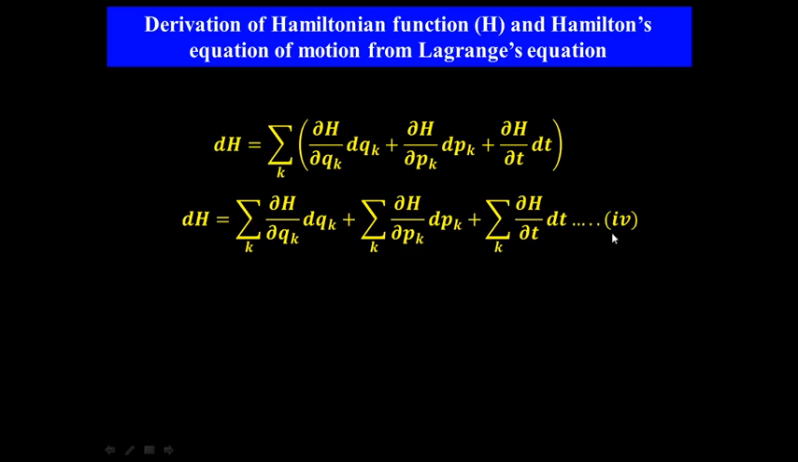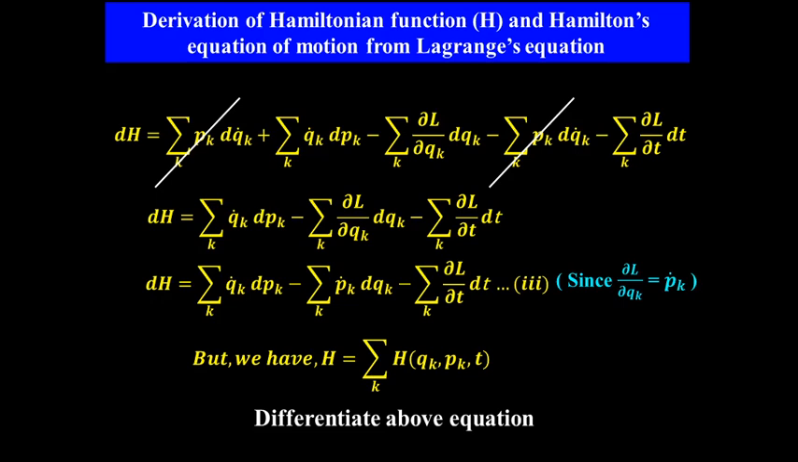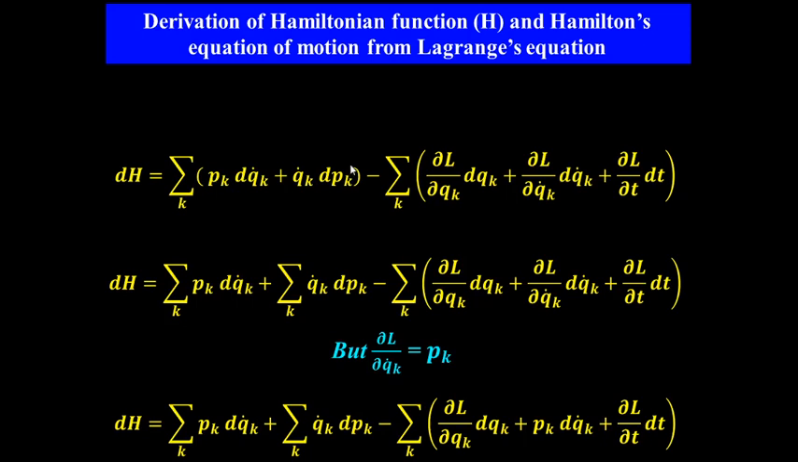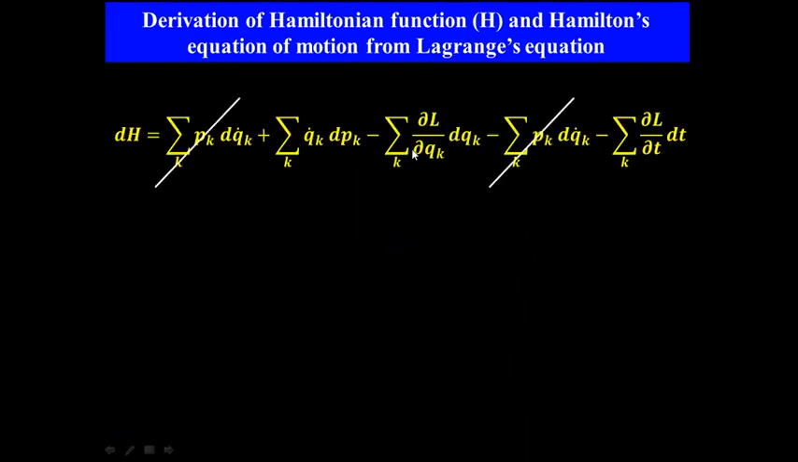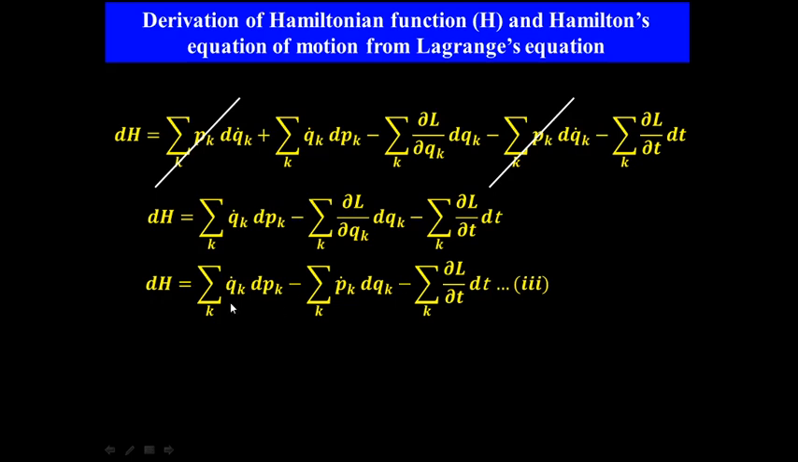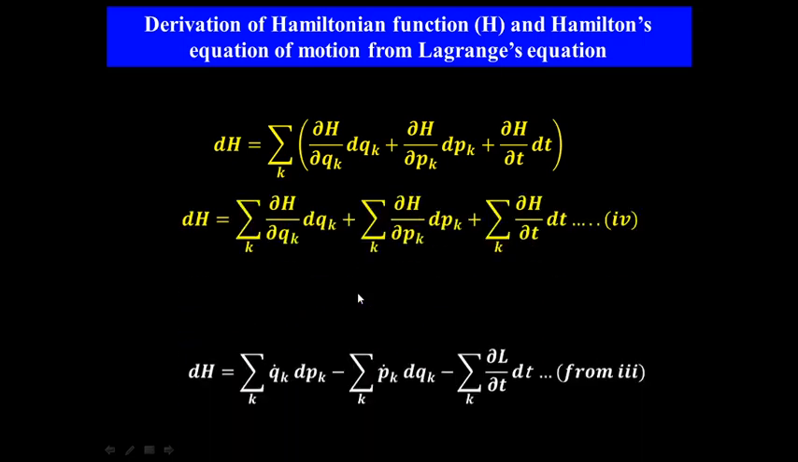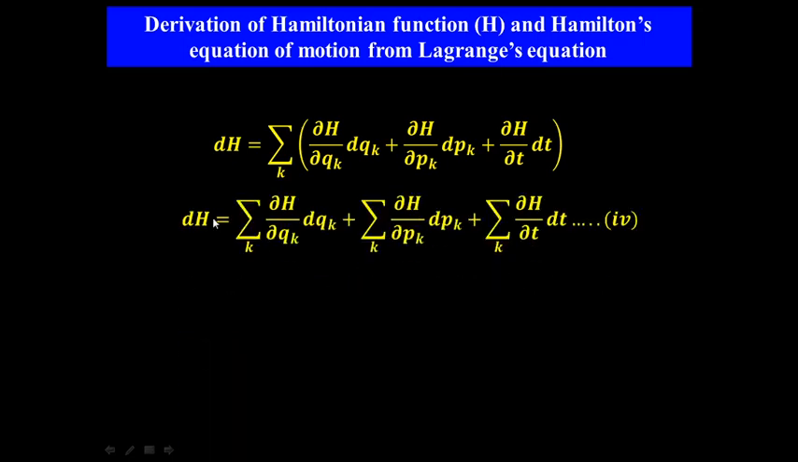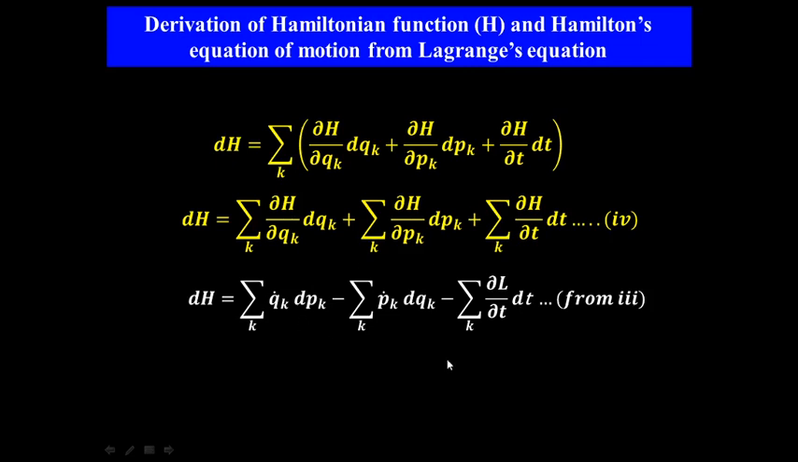Now we will compare equation number 3 and equation number 4, because the left hand side is the same. Equation number 3 is the value of dH, and equation number 4 is also dH. Since the left hand side is equal, we can consider the right hand side to be equal. So we will compare these two equations.